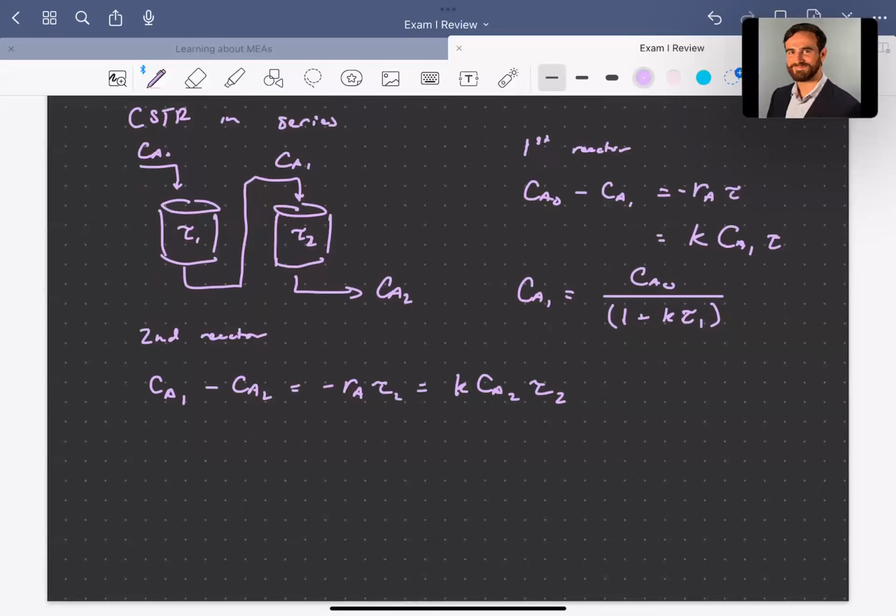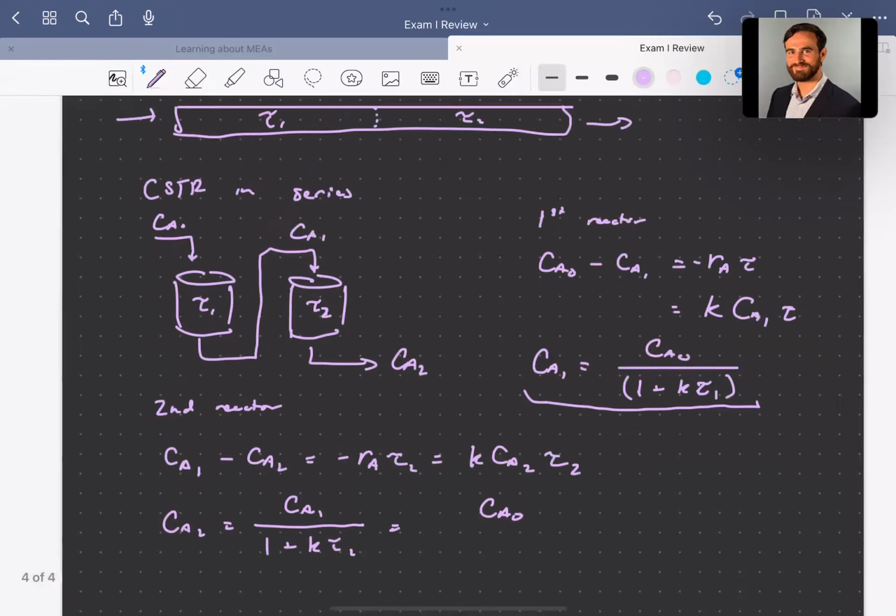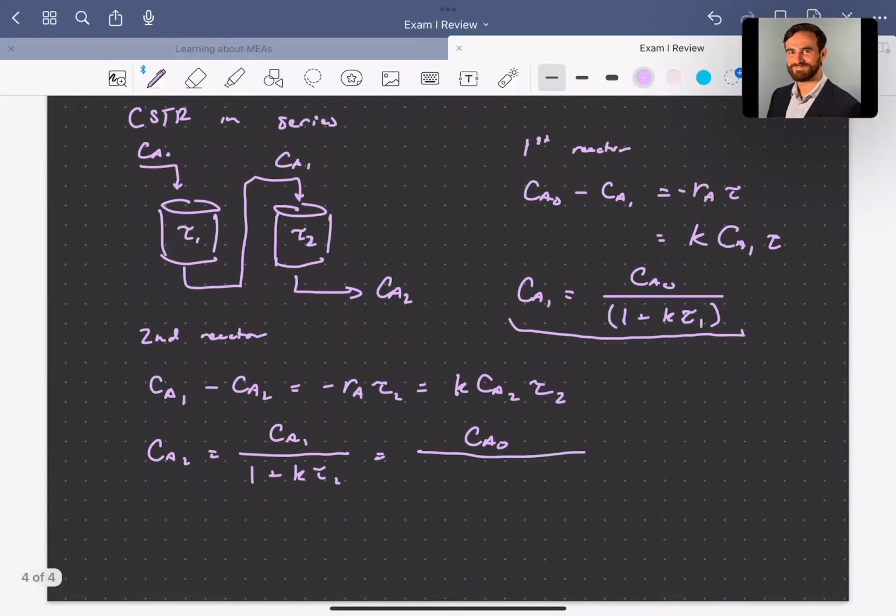Okay, so solving this for Ca2, we get this is equal to Ca1 divided by 1 plus K tau2. So this is an expression that looks very similar to the one that we got for the first reactor. So we can plug this expression in for Ca1 to get this all in terms of Ca naught. So this is equal to Ca naught divided by 1 plus K tau 1 times 1 plus K tau 2.